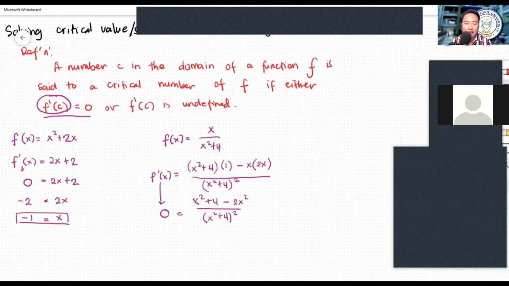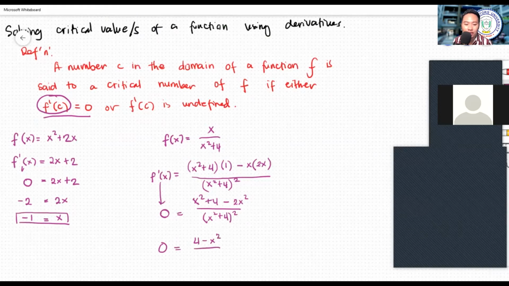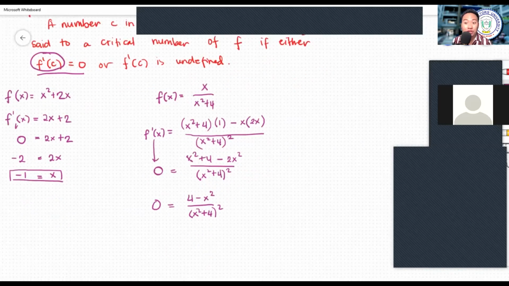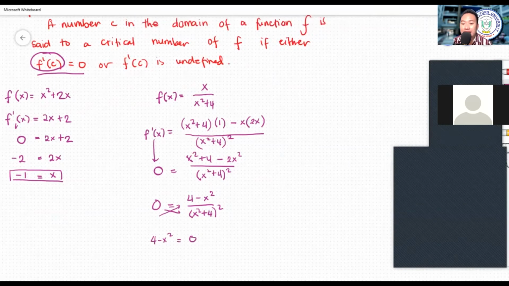Okay. Next, I'm going to combine the terms on the numerator. We have 4 minus x squared over x squared plus 4 squared. And then we do cross multiplication because we're solving for x here. Cross multiply and then cross multiply there. We have 4 minus x squared equals 0. When you multiply 0 to the term in the denominator, it becomes 0 as well. So that's still going to be the same 0.